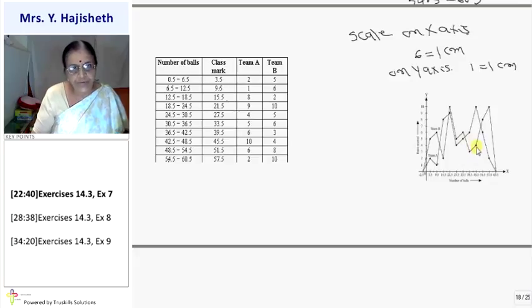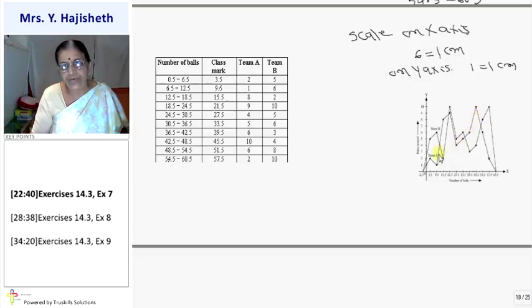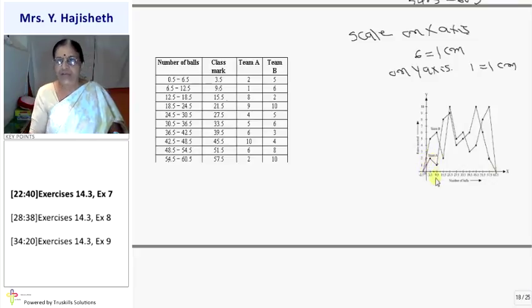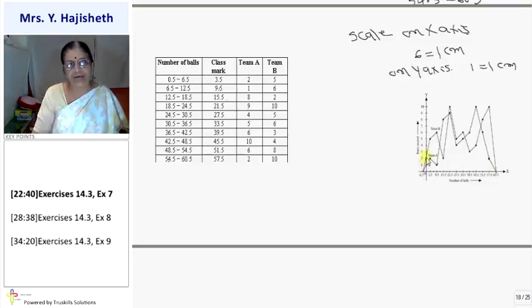And what is the last point? (57.5, 2). Now join them by line segments, like this. Complete the first graph, and the last point is joined with the x-axis at the succeeding class mark, and the first point is joined with the previous class mark. Okay? So one graph is done. In the same way you plot the second.